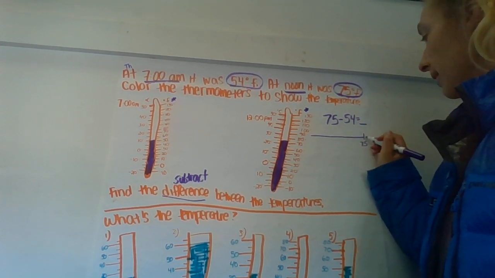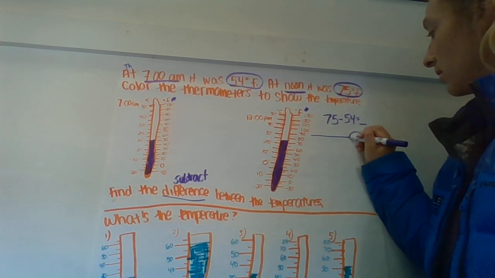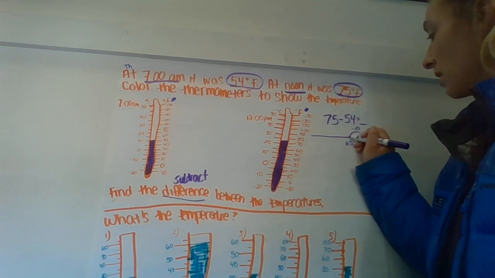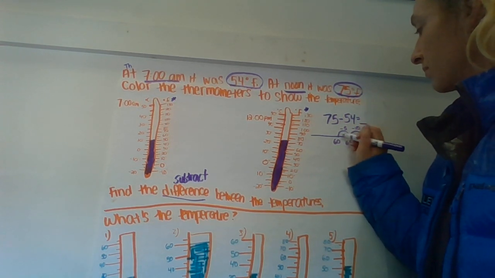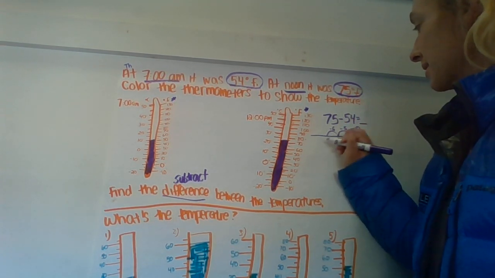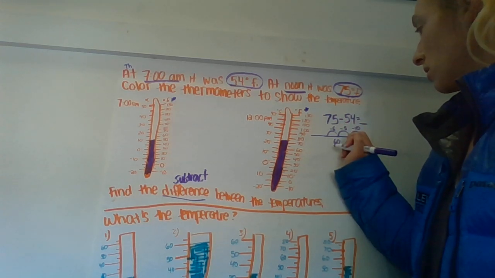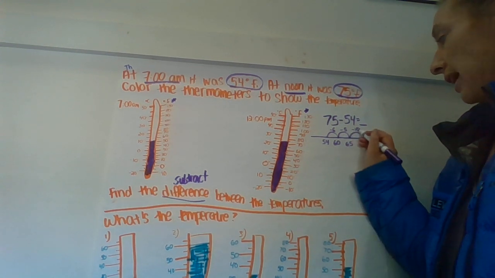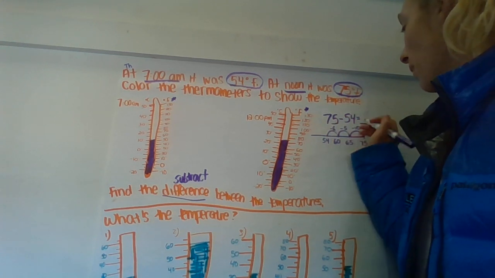I'm going to do a number line here, and I'm going to count backwards until I get to 54. 75 minus 10 is 65. Minus 5 is 60. Minus 6 is 54. So now I need to add all those together. 10 plus 5 is 15, plus 6 is 21.